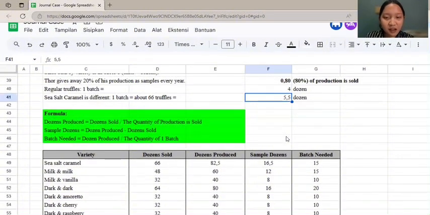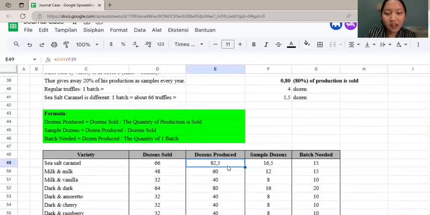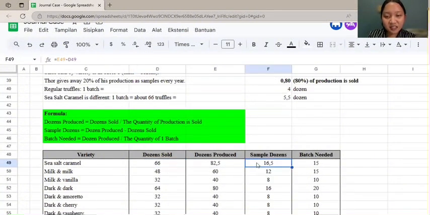Yes, it is divided by 4, and the result is 82.5. For the sample dozen, we only need to subtract the dozen sold from the dozen produced, which is 82.5 minus 66, and we got the result of 16.5.